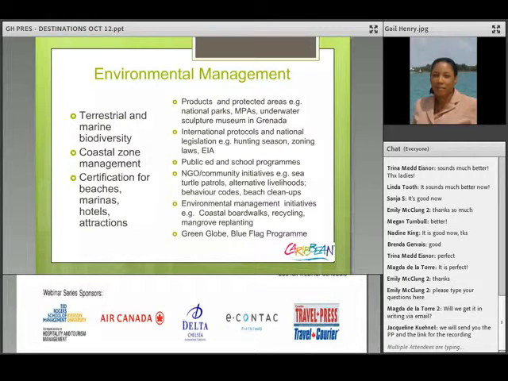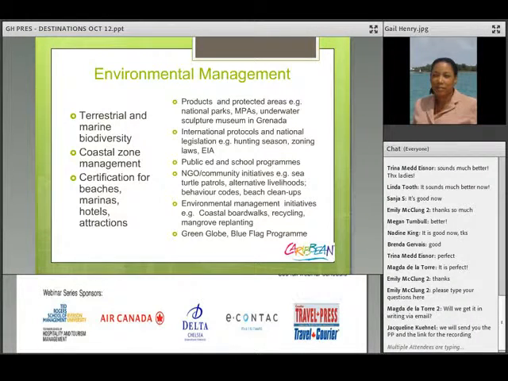In terms of environmental management, there are many different aspects, in terms of terrestrial and marine biodiversity, coastal zone management issues, and the need for certification of things like our beaches, marinas, hotels, and attractions that take into consideration environmental management issues and try to encourage better environmental management.